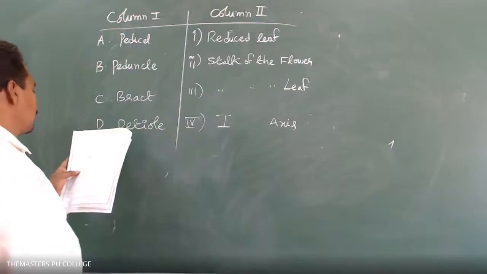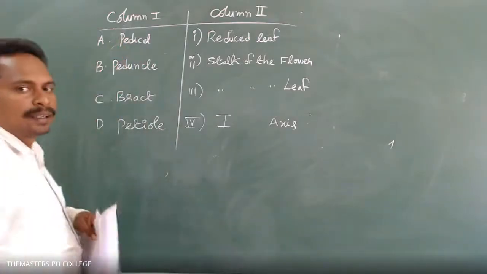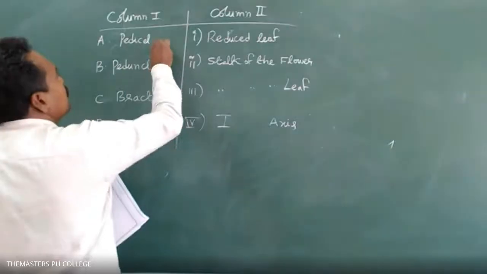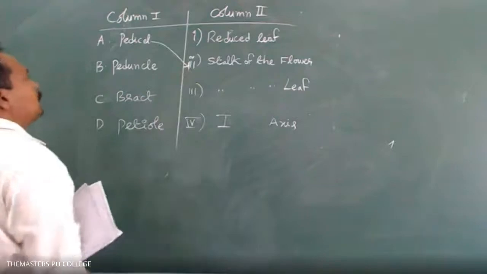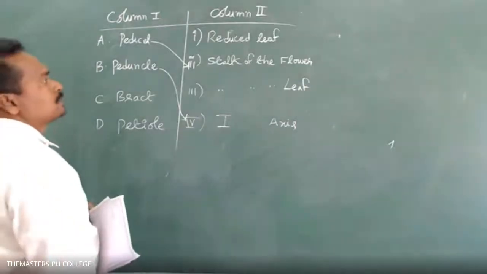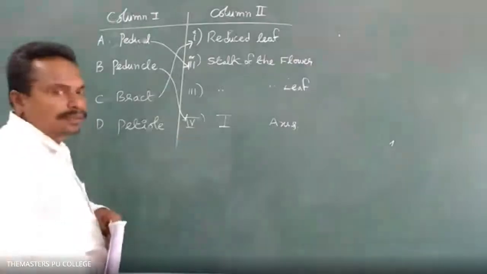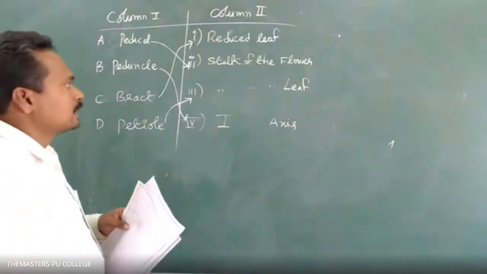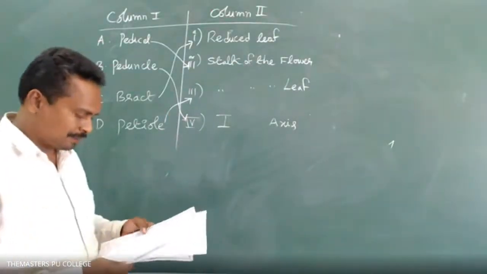Sir, option 1. What is the answer? Pedicel is A. It's matched to the stalk of the flower. B, peduncle, inflorescence axis. C, bract, reduced leaf. D is petiole, stalk of the leaf. Option 1, very good.